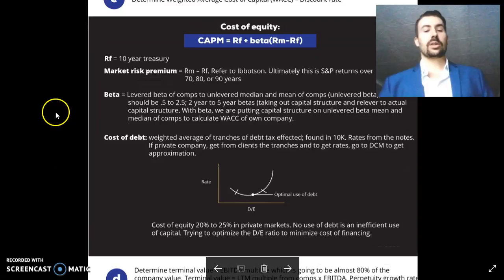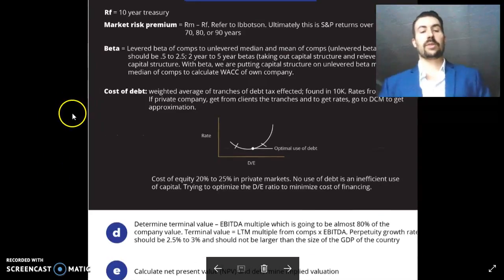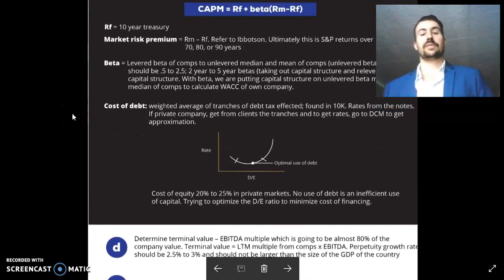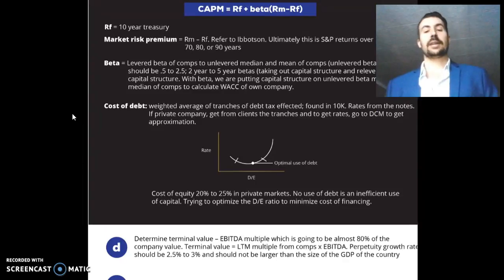For the cost of debt, we're going to be using the weighted average tranches of debt, which are tax affected, found in the 10K, and then the rates are actually going to be found in the notes. So if it's a private company, we're going to have to get the tranches of debt from the client to get the rates, or we're going to go to the DCM within the investment bank to get an approximation.